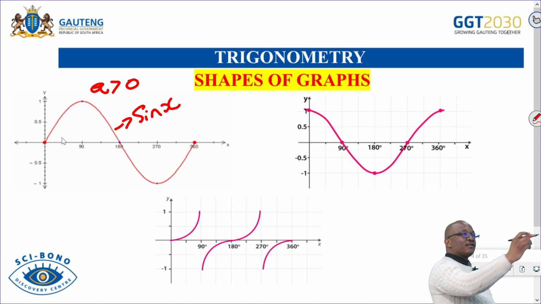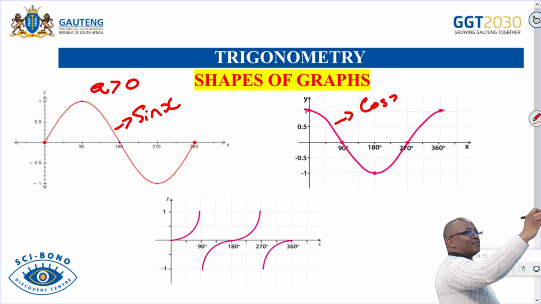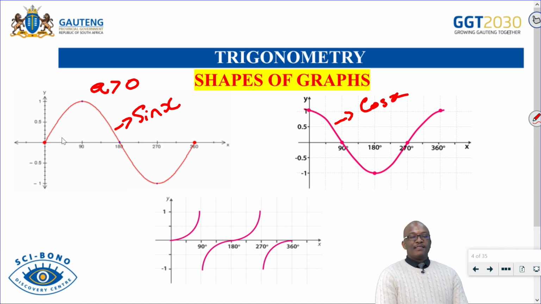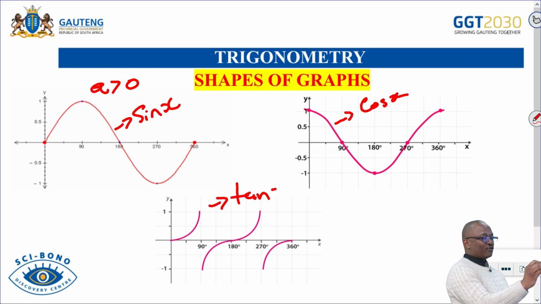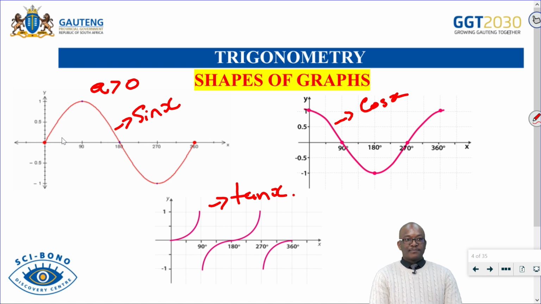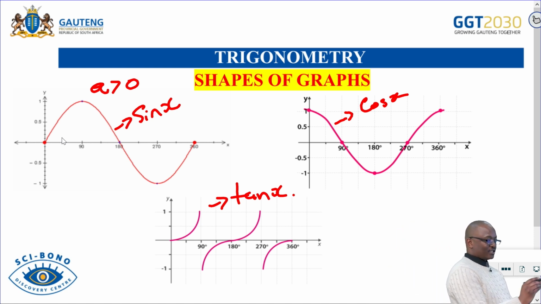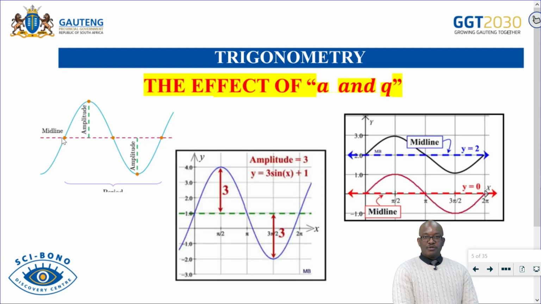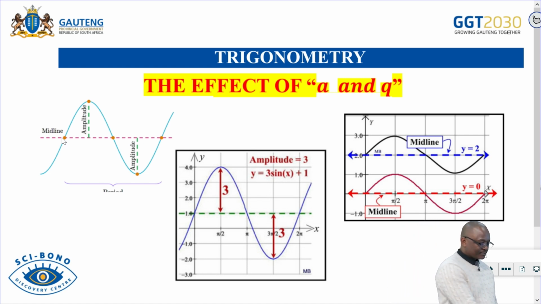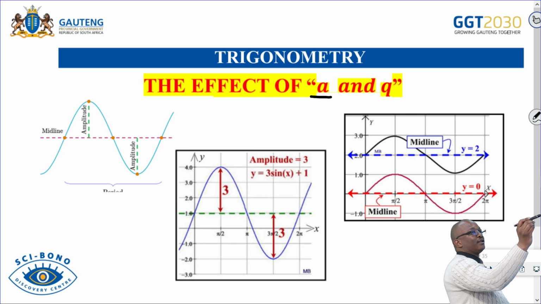Then the second graph that you see there represents the graph of cos x. That is the shape of the graph of cos. Then the third one there is the shape of our graph of tangent, correct? And the tangent also has asymptotes. But for this lesson we are only going to look at the effect of A and the effect of Q.